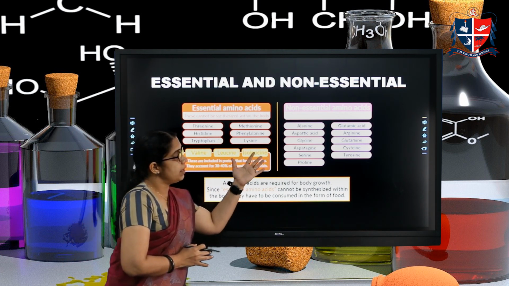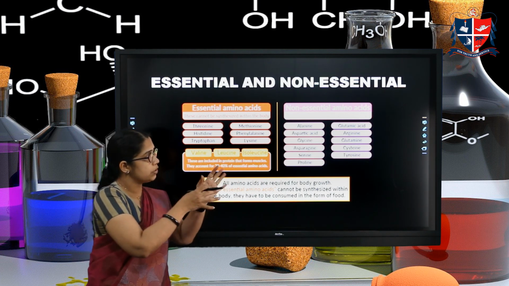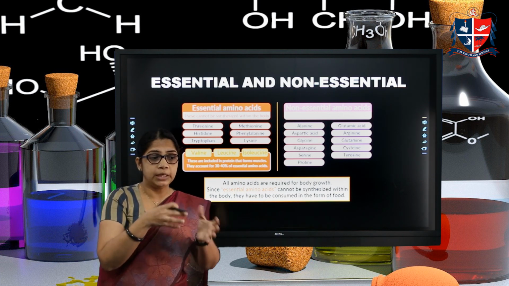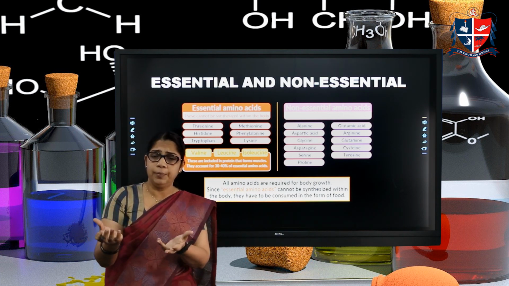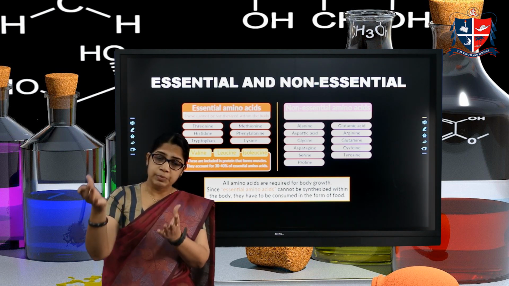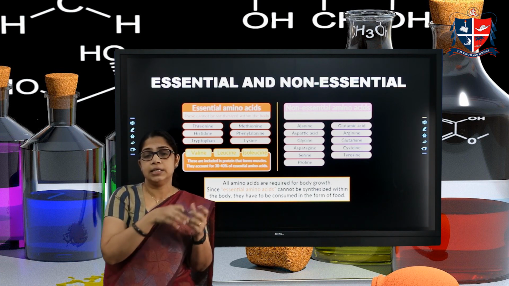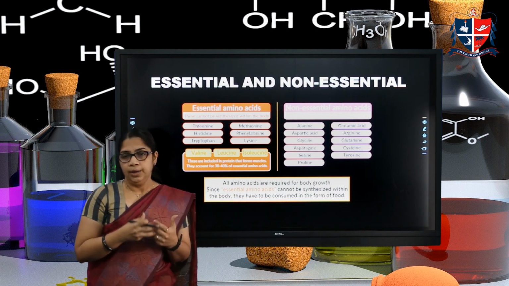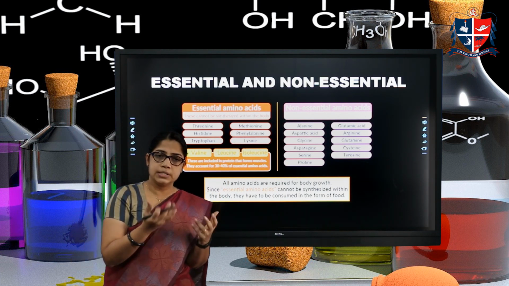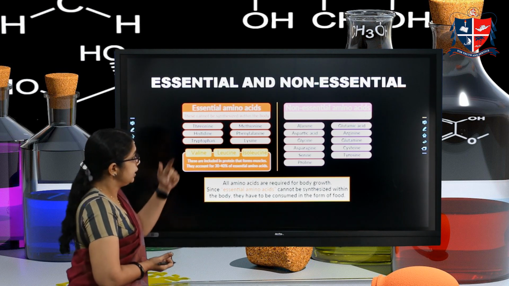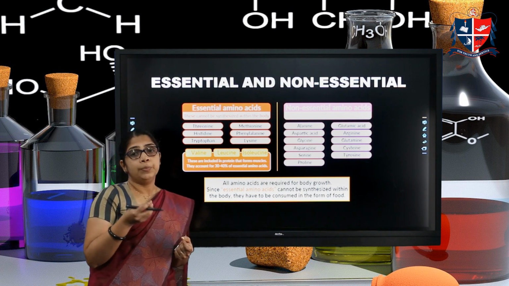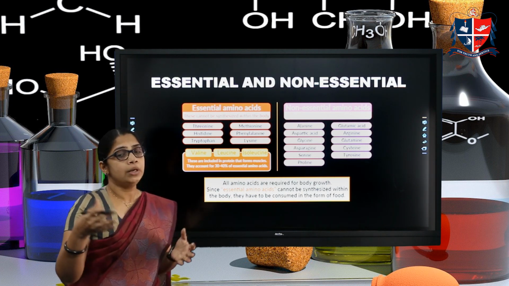And non-essential amino acids are named so because they can be synthesized in the body from the materials available from food. These amino acids can be synthesized within the body, so they are called non-essential amino acids. But in the case of essential amino acids, they cannot be synthesized in the body. They must be given to the body through a proper diet.